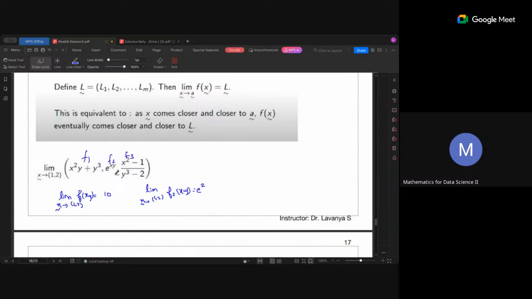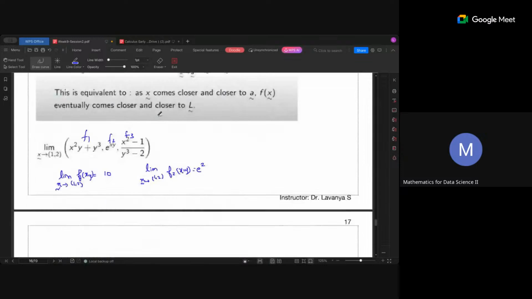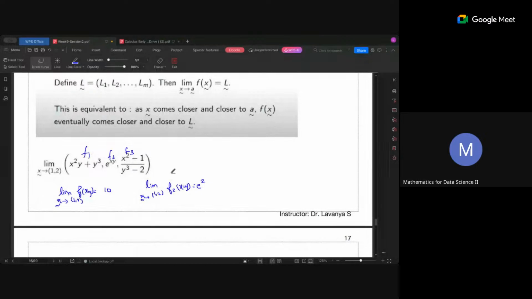And even this is a quotient function, but for 1, 2 there is no ambiguity in the denominator, whereas in the previous cases at 0, 0 there is some problem with the denominator. That's why we were checking all this. Here there is no problem with the denominator, so straight away you can apply the quotient rule for limits. So what is the answer? 0. So what is the limit? 10, comma e square, comma 0.